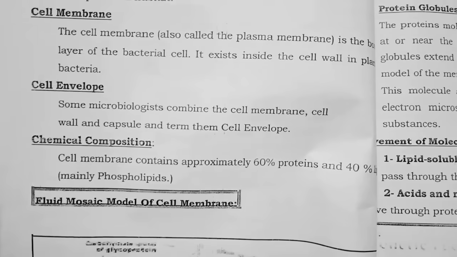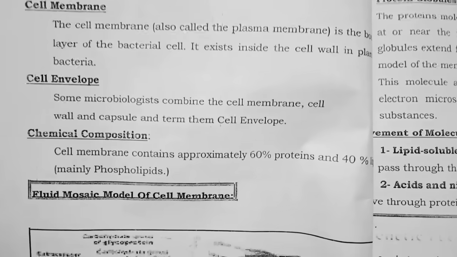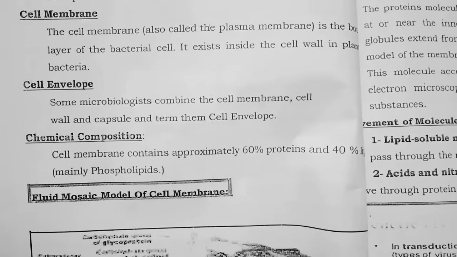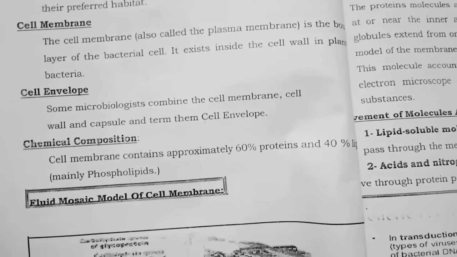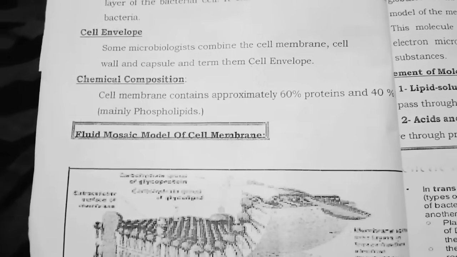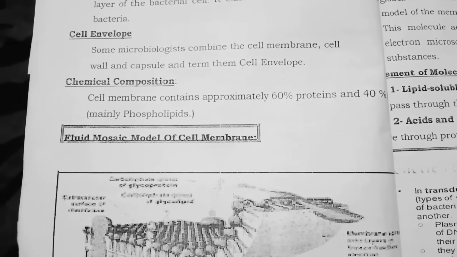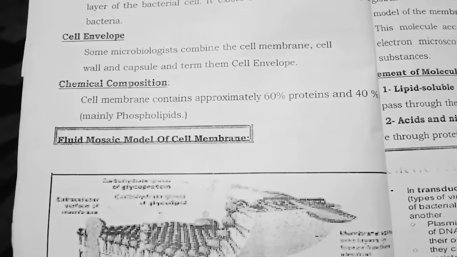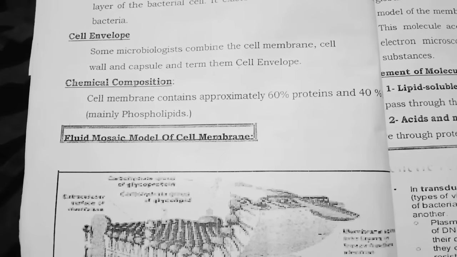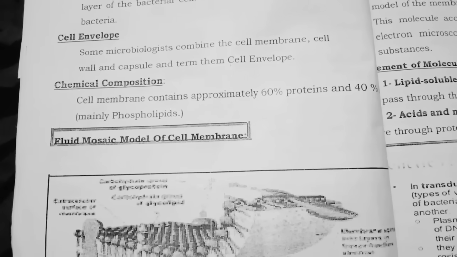After that is the cell envelope. Some microbiologists combine the cell membrane, cell wall, and capsule and term them the cell envelope. Chemical composition: the cell membrane contains approximately 60% protein and 40% mainly phospholipids. After that is the fluid mosaic model of the cell membrane.